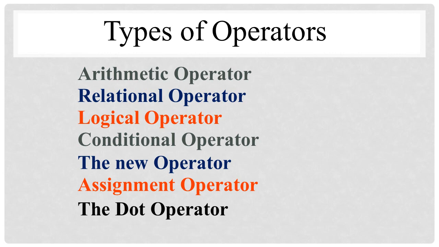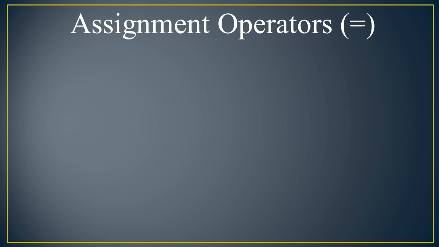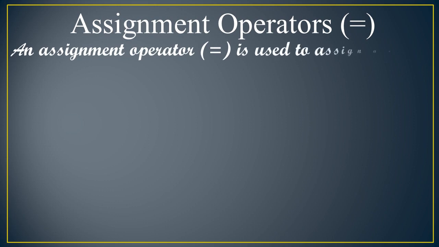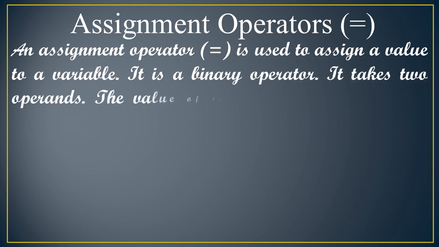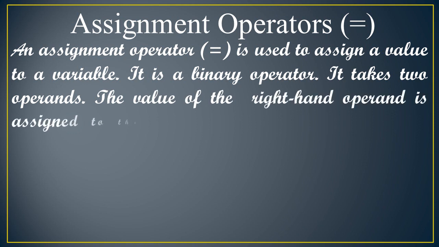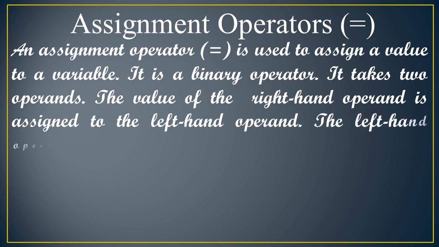So first we will discuss the assignment operator. An assignment operator, or equal sign, is used to assign a value to a variable, and this operator is a binary operator and it takes two operands. The value of the right hand operand is assigned to the left hand operand. The left hand operand must be a variable.